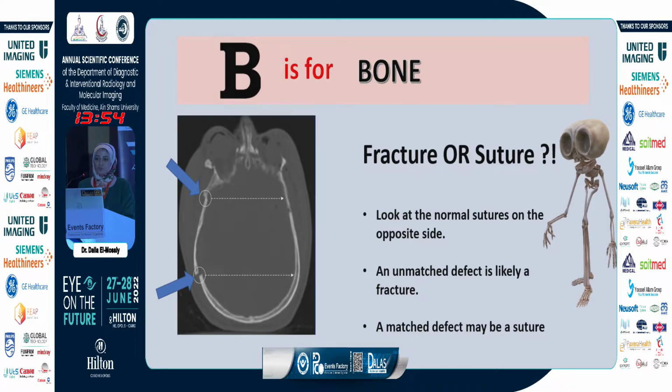B is for bone. The question is: is it a suture or a fracture? Look at the normal sutures on the opposite side. A matched defect may be a suture, while an unmatched defect is likely a fracture, like here. This is an unmatched defect of a fracture.